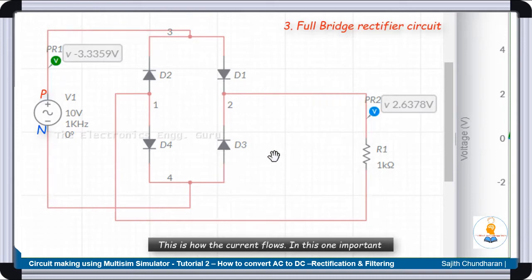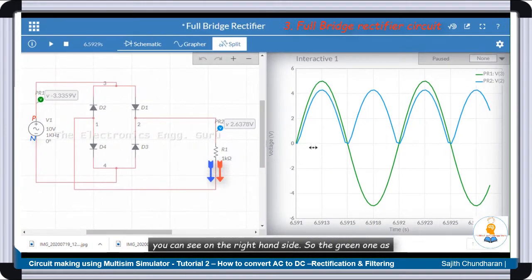In this, one important point to be noted here is the load resistor. Through the load resistor the current always flows in the same direction, that is from this junction 2 to the junction 1. So it is always in the same direction, both in the positive half cycle and also in the negative half cycle. This is what you can see on the right hand side.